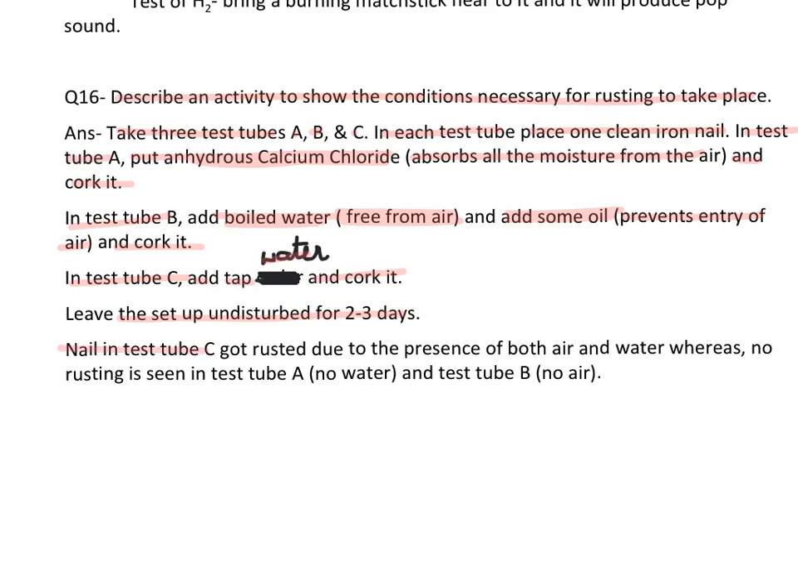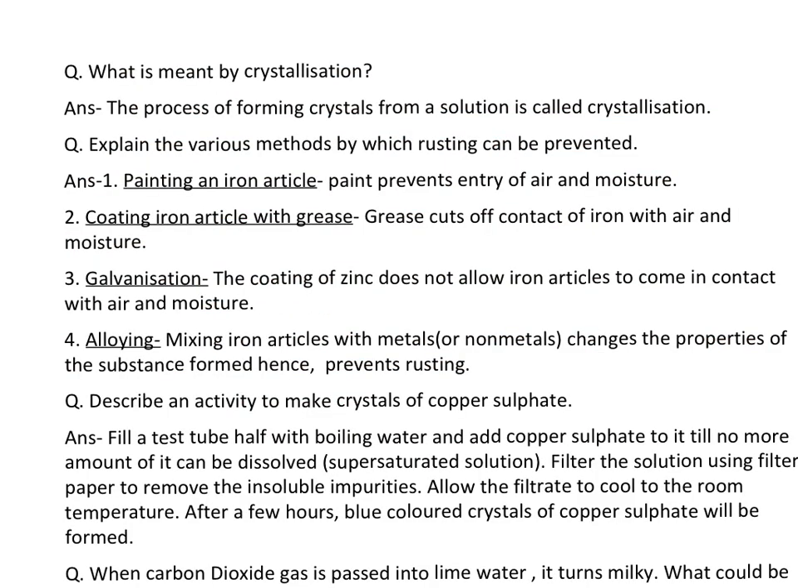Nail in test tube C got rusted due to the presence of both air and water, whereas no rusting is seen in test tube A as there was no water, and in test tube B as there was no air. Next question, what is meant by crystallization? And the answer to it is, the process of forming crystals from a solution is called crystallization.